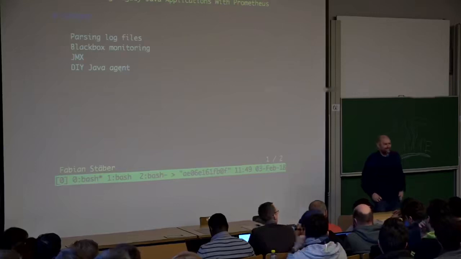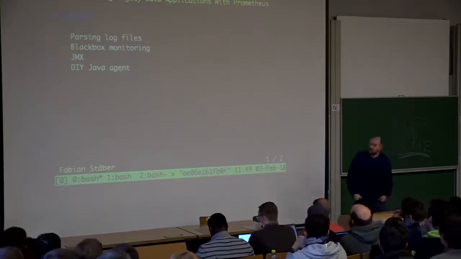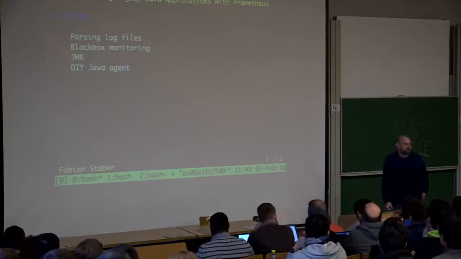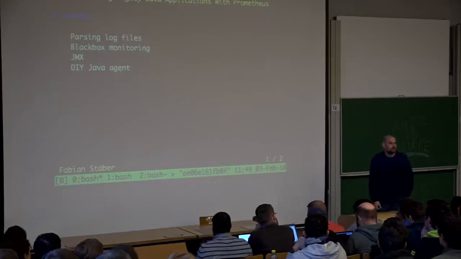Hello again, my name is Fabian, and within the next half an hour I'm going to talk about monitoring legacy Java applications with Prometheus. So what is the best way to monitor Java applications with Prometheus?